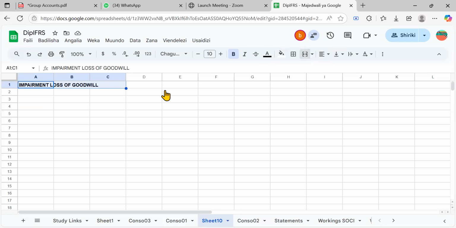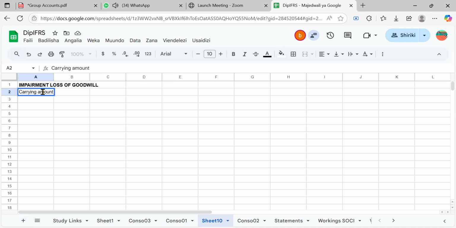It's simple. Like we said on IAS 36 impairment, we usually compare the carrying amount against the recoverable amount. When the carrying amount is higher than the recoverable amount, you get the impairment loss. Else, no impairment. So first of all, you need to know how to get the carrying amount.